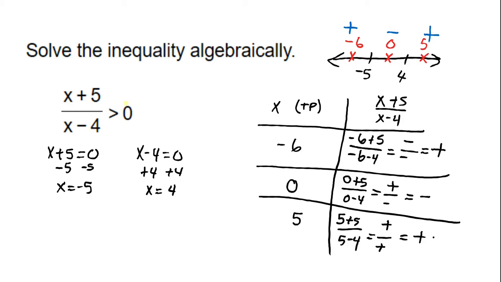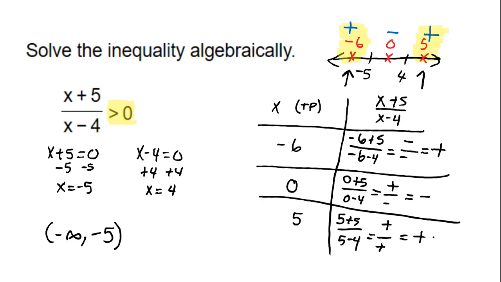Now then, going back to my original inequality, I was looking for that rational expression to be greater than 0. So I'm going to choose the intervals where my rational expression came out positive, which is greater than 0. So the interval notation for this first interval would be starting at -infinity and then going to that x-intercept of -5. I'm going to put a parenthesis on that -5 because I don't want to include it. I'm only looking for where the expression is greater than 0, and -5 is a value where the expression equals 0.